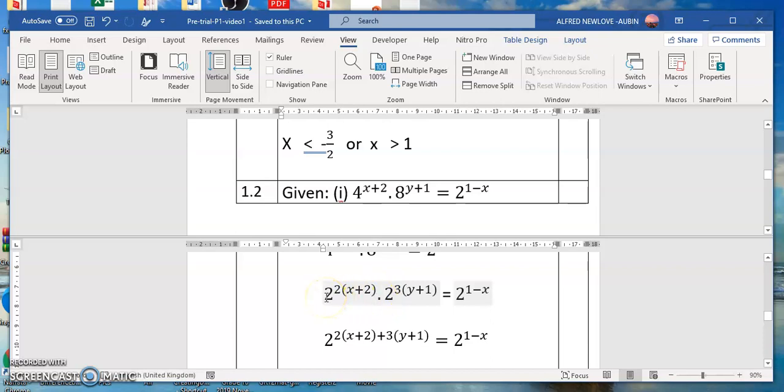So if you check that this is base 2, this is base 2. So the bases are the same, so you write it once. Then what do you do? You add the exponent. So if you check, you have this, which is that one, plus 3 into brackets y plus 1, equal to what you have here.